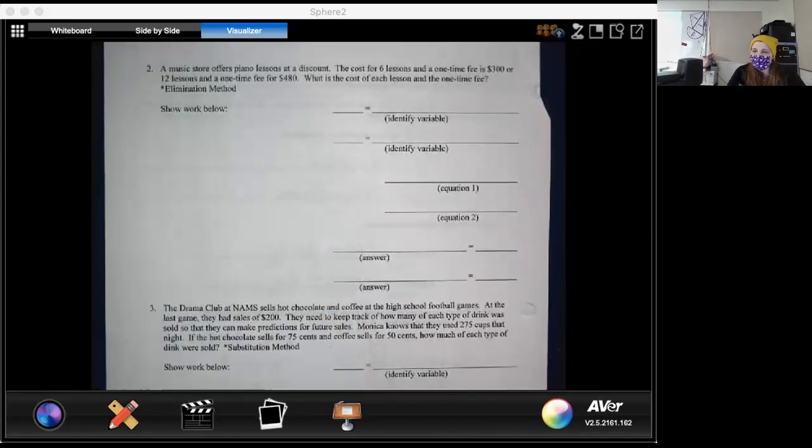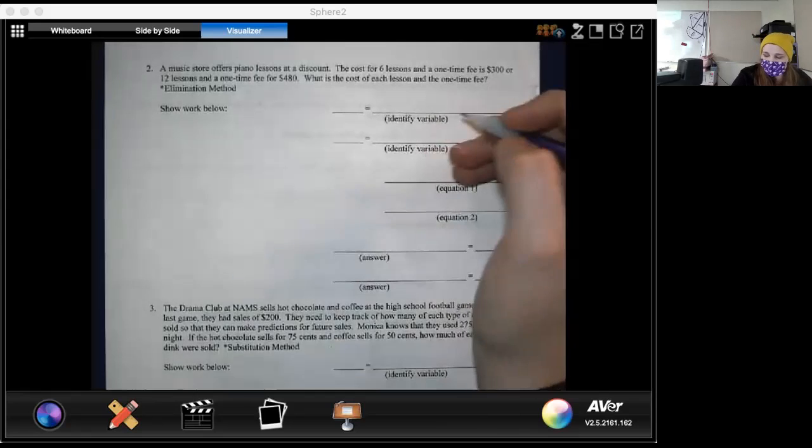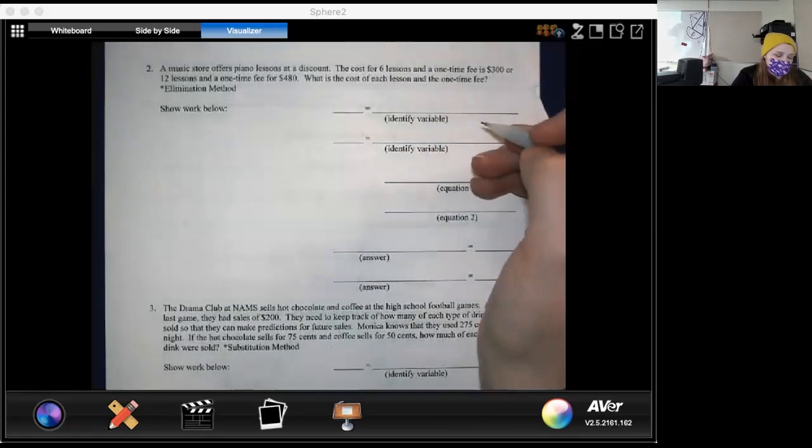Okay, so looking at my variables, the best way to know what your variables should be is based on your question, okay? And the question is, what is the cost of each lesson and a one-time fee? So therefore, my variables are the cost of a lesson and the cost of a one-time fee. Now, again, you should not just put lesson and one-time fee because there's nothing quantitative about that information. Cost of, price of, either of those phrases would work. Now, as far as variables, you guys want to stick with X and Y, you guys want to get creative. Doesn't bother me either way. X and Y sounds great.